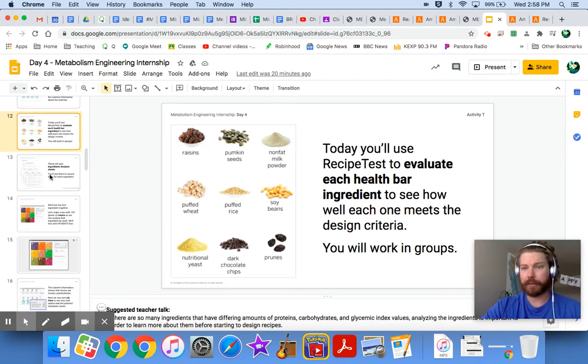You will work in groups. No, you won't work in groups. You'll work by yourself. And hopefully it's not too much to do all on your own. I say hopefully, but it should go actually pretty quick. And I'll show you what exactly we're going to do.